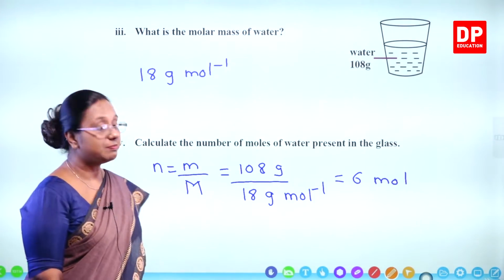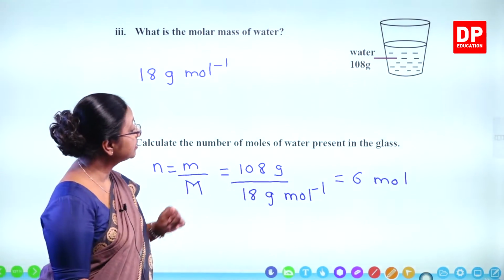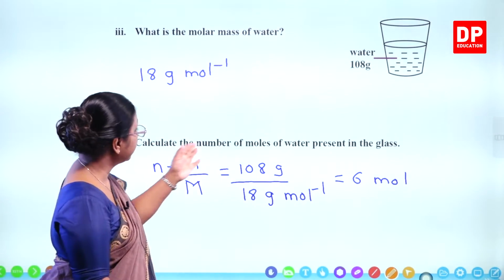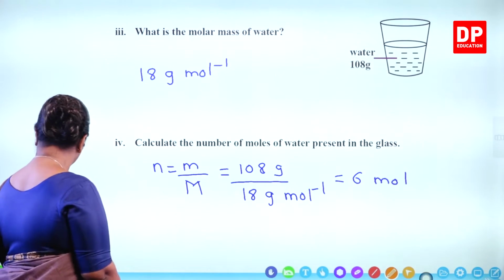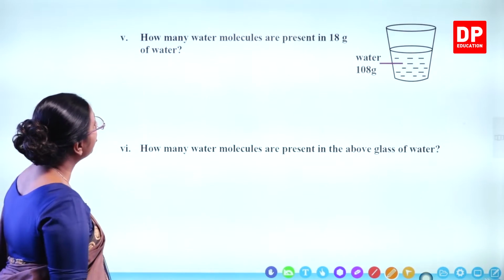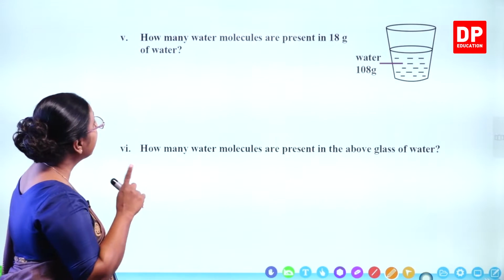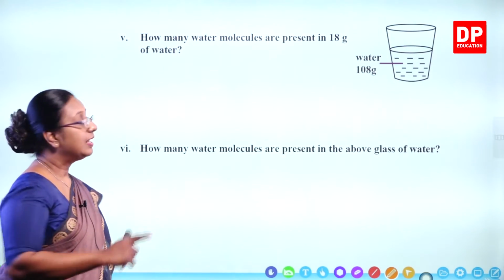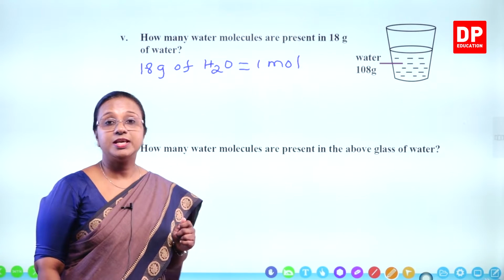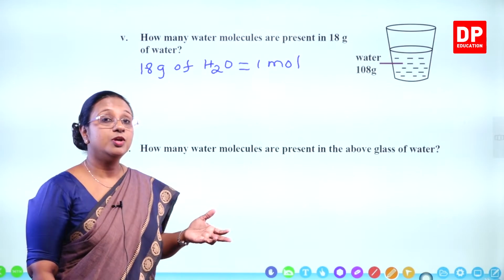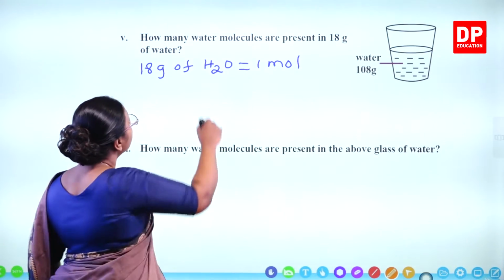108 divided by 18 gives 6 moles of water. So that is what you are supposed to calculate here. Then the next one. How many water molecules are present in 18 grams of water? 18 grams of water is equal to how much? Water equals 1 mole. Why? The molar mass of water is 18 grams per mole. So how many water molecules?